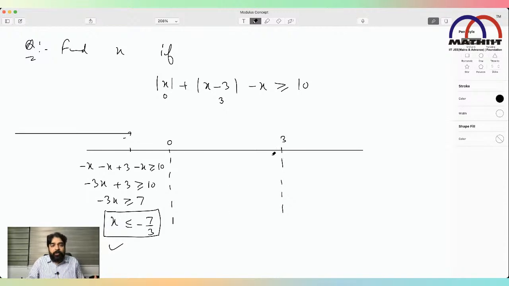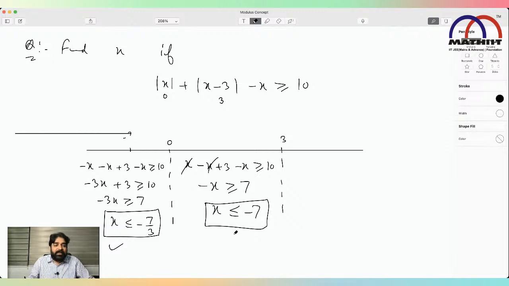Now, coming to this case. This is the right side of 0, so X will be positive. This will still be negative because this is the left side of 3, so minus X plus 3. Minus X greater than equal to 10. This 2X will get cancelled, and we get minus 3, I can send to the other side. Minus X greater than equal to 7, so X less than equal to minus 7. If you multiply by minus, the sign of inequality will change.